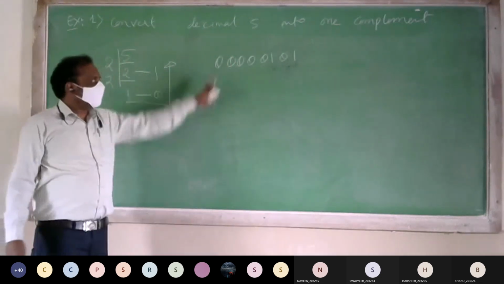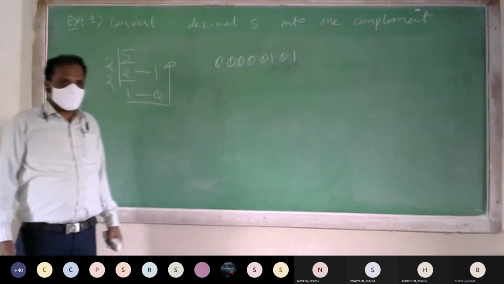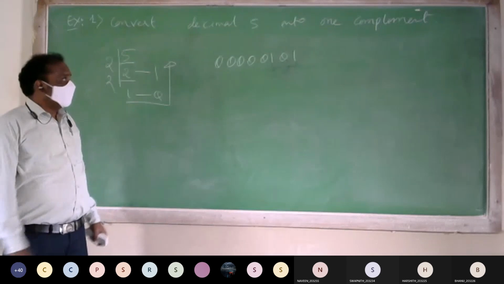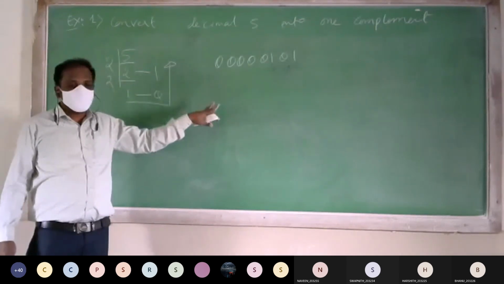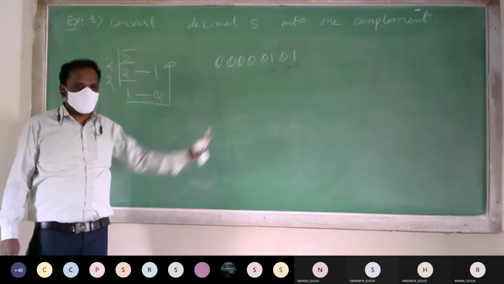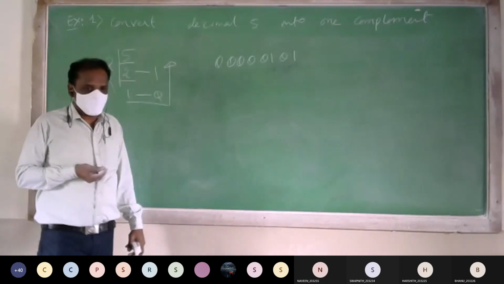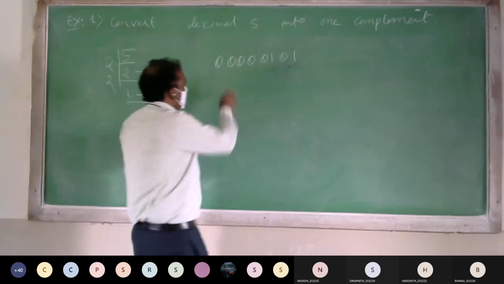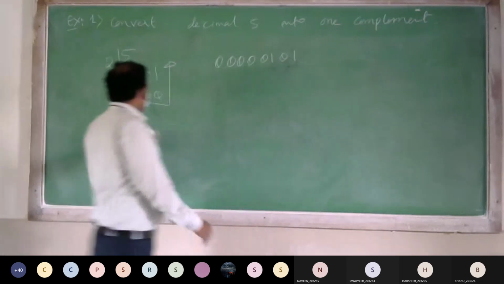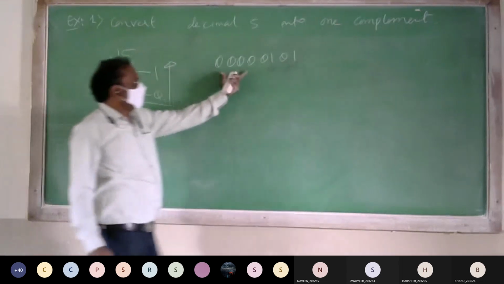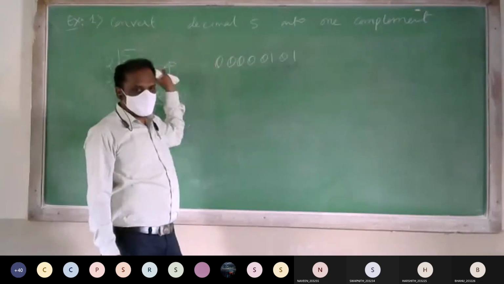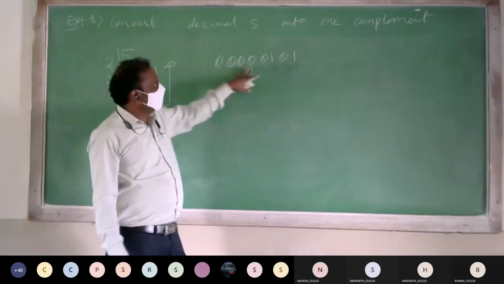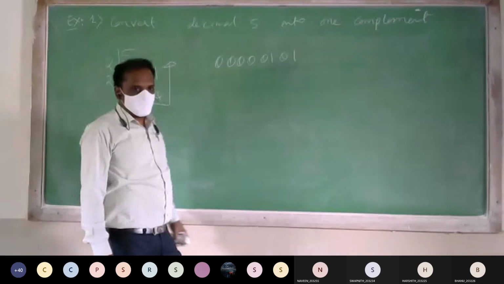So see carefully, this is one of the confusing topics. According to the definition, it is very simple: zeros are converted to ones, and ones are converted into zeros. But the computer will not give that kind of answer. Now this is the 8 bits I have written. 101 I have converted into 1 byte. I have taken a byte as 8 bits. You can take 16 also, you can take 32 also, but the minimum should be 8.